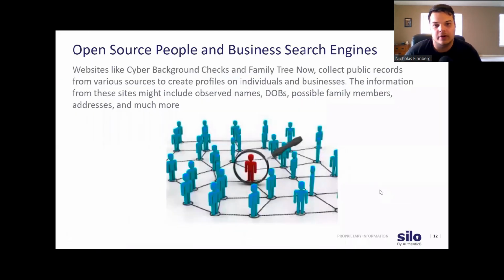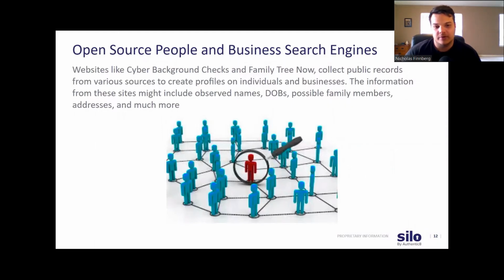So the next thing we're going to cover are some open source people and business search engines. These websites like Cyber Background Checks and Family Tree Now, which we'll cover, collect these public records for you, using these various sources, on both individuals and businesses. So this is where you can find stuff like other observed names, dates of birth, possible family members, addresses, known associates or possible associates. There's a lot of really valuable information that is already compiled by these websites for you.